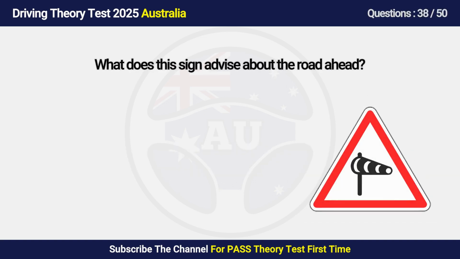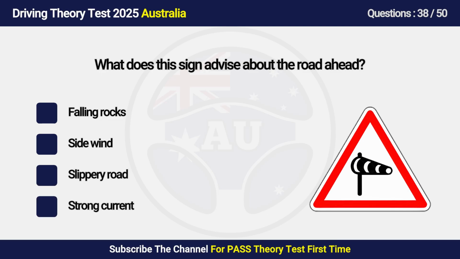Question 38. What does this sign advise about the road ahead? A. Falling rocks. B. Side wind. C. Slippery road. D. Strong current.